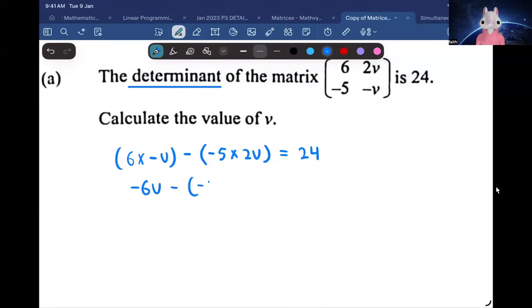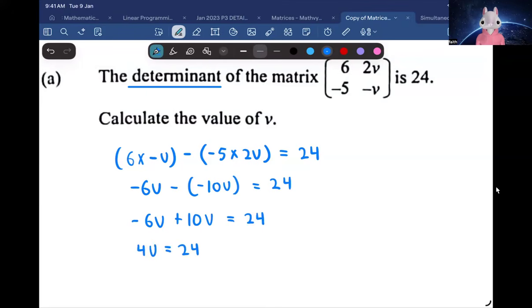Minus 10v, sir. Okay, we have a negative and a negative. Where's a negative and a negative? A positive. What is minus 6 plus 10? 4, sir. All right, so that'll be 4v. 4v is equal to 24.